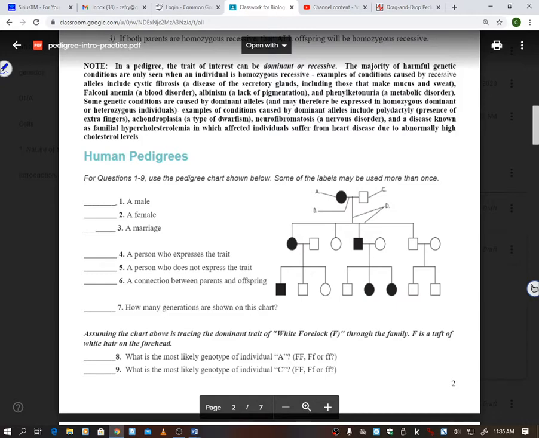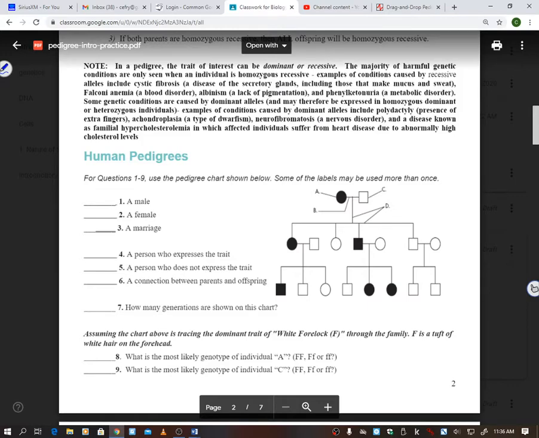Examples of these recessive conditions can be cystic fibrosis, and this is a disease of the secretory glands. Now people have died from cystic fibrosis, but we are coming a long way with genetic research and helping those individuals have a more normal lifestyle. Basically, they get a lot of mucus buildup in their lungs, which causes bacterial infections, and their lungs just get worn down so quickly.